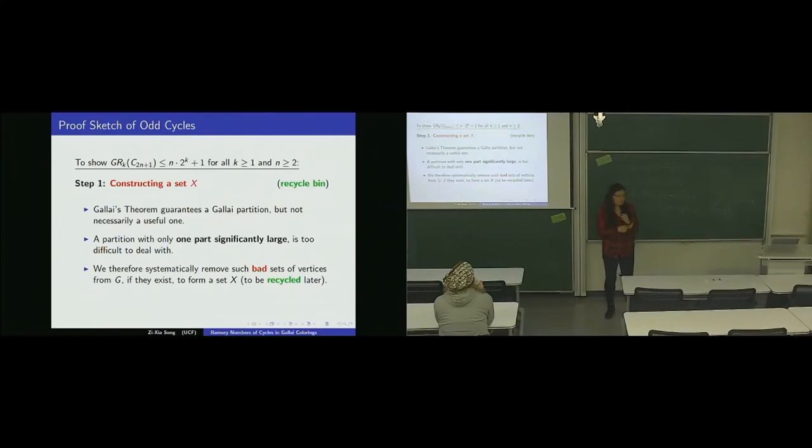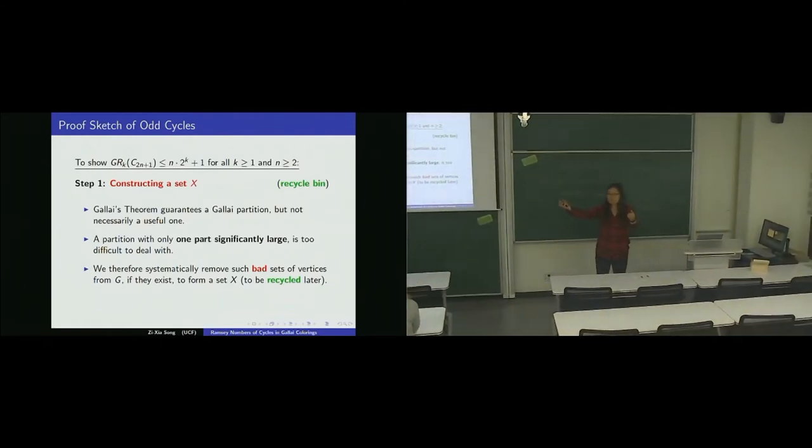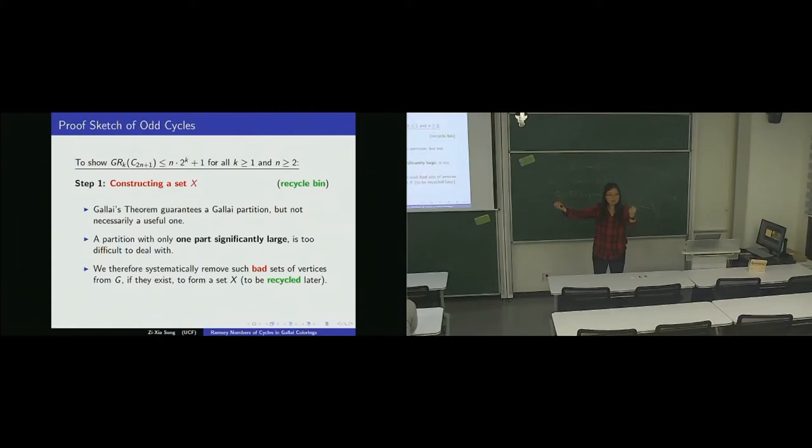Gallai's theorem is very useful. However, not every partition is useful. So how do I take care of the bad ones, especially if I have a partition with only two parts, where one is tiny? It's very hard to deal with this one, so I try to remove it.